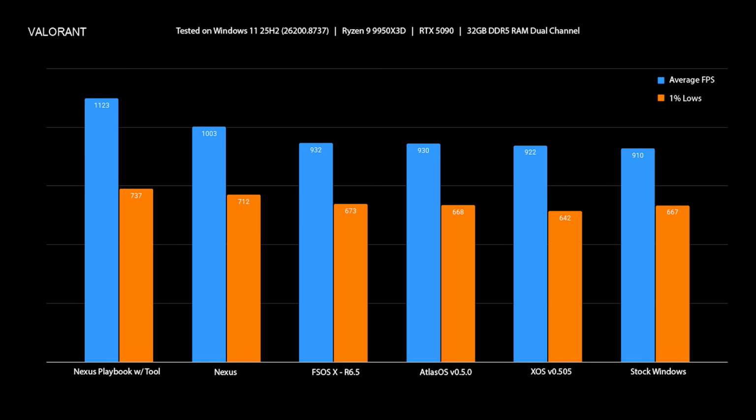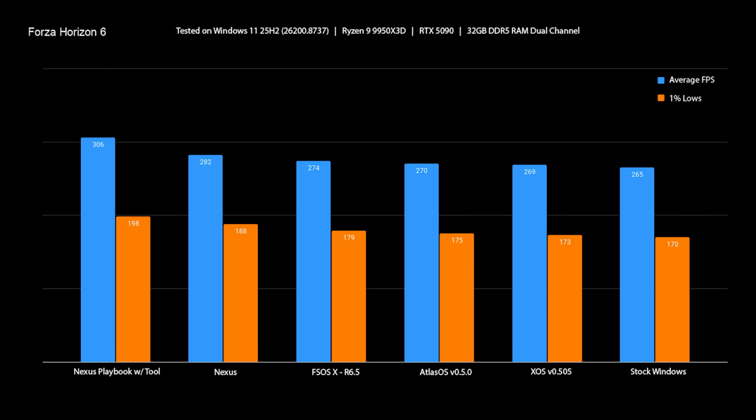On Valorant, stock Windows averages 910 FPS with 667 in 1% lows. Atlas, FSOS, XOS all hover in the low 900s. Nexus alone jumps to 1000 FPS with 712 1% lows, and with the tool combined, it reaches up to 1100 FPS. Since Forza Horizon 6 is a GPU-bound title, the margins are tighter across the board.